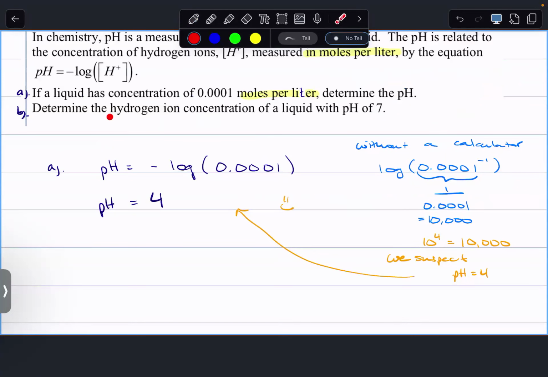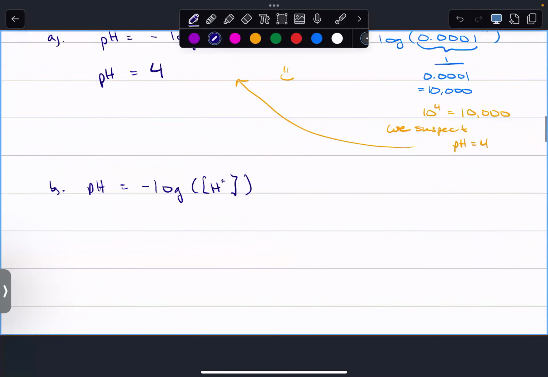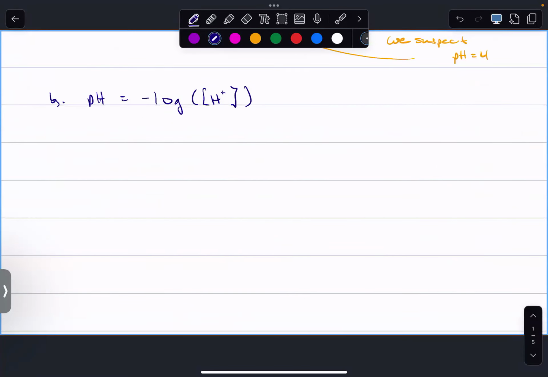What if you have to work the other way? So what if we have to determine the hydrogen ion concentration of a liquid with a pH of 7? So now the pH is 7, and we want to solve for what's inside the log. I'll do the general formula because I'm about to scroll. Log of H there.